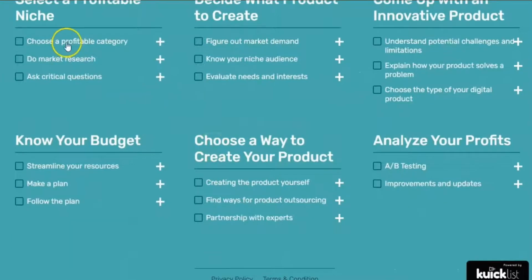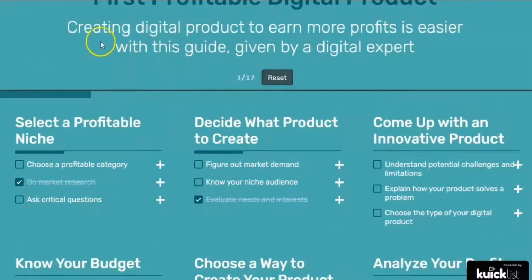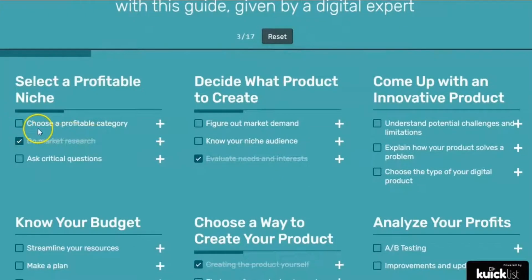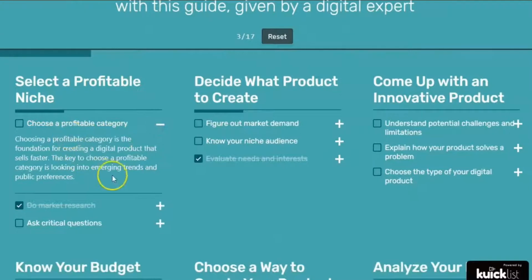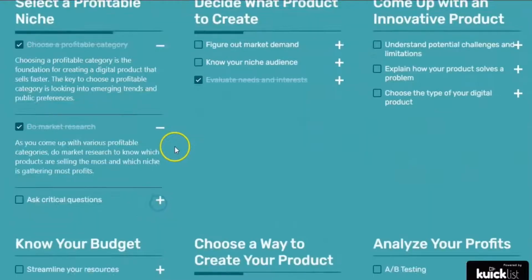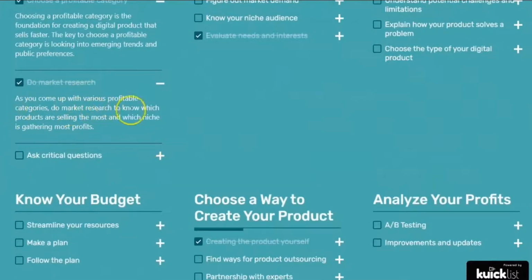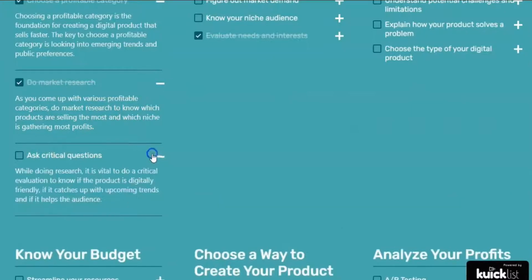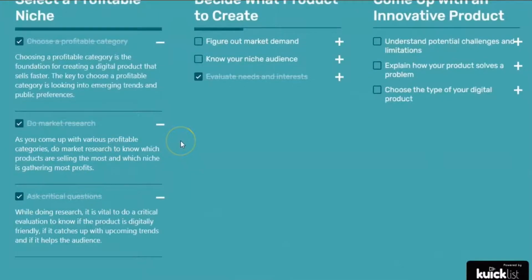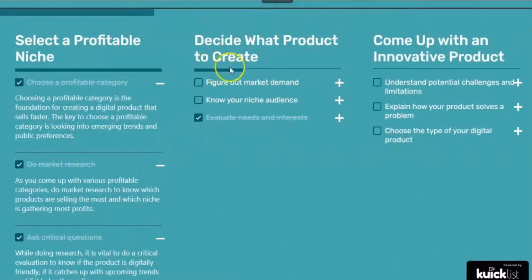So we're now in a checklist and I'm just marking off, and see it's already showing my progress as I mark off. So let's go in. You click, it shows you also, it's all about choosing a profitable category. That one is off. And as market research, you do market research, ask a critical question, so you can see about the critical question and decide what product to create, figure out the market demand.